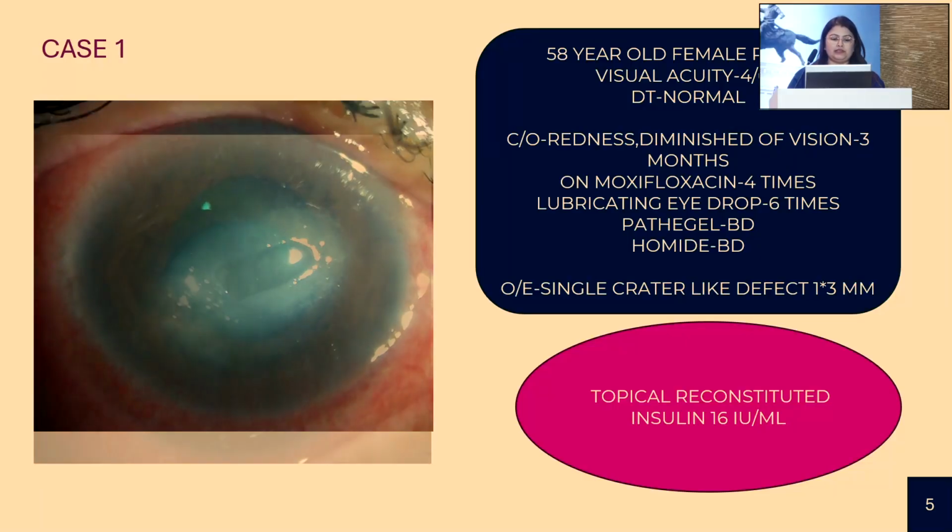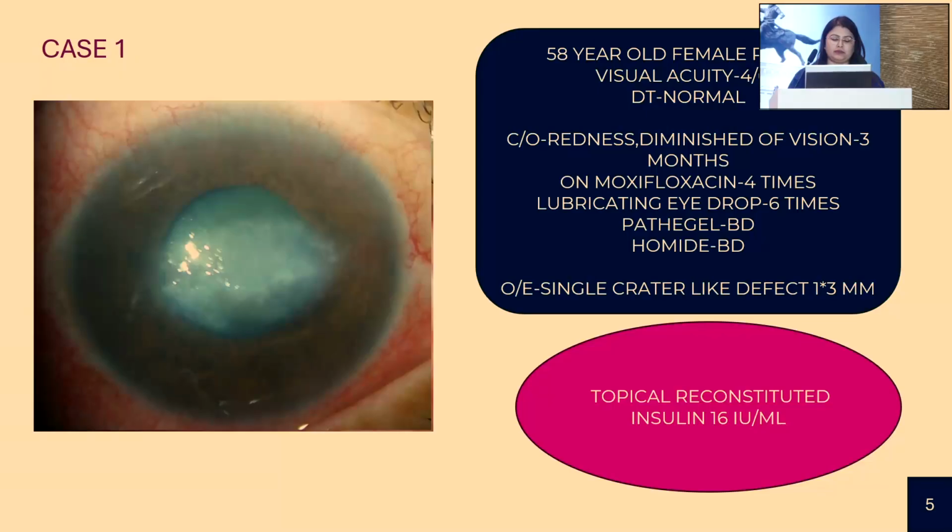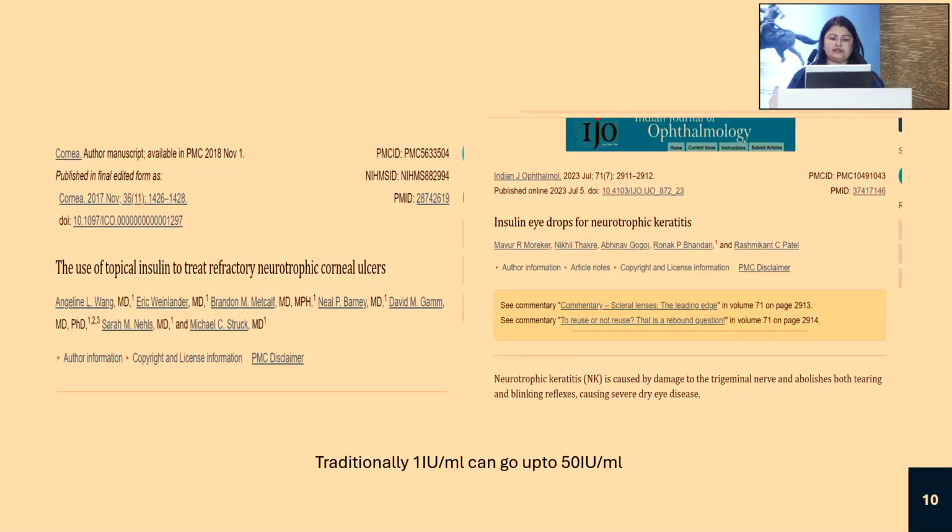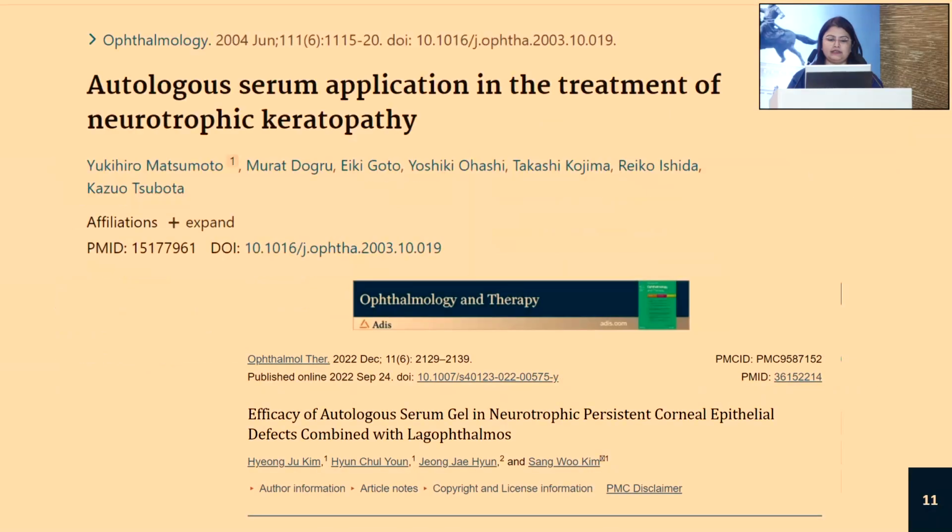unit. So this is the patient's picture after 20 days of the treatment, where we can see that the defect has completely healed, and the surface will get better with due time. There have been studies which show that topical insulin works very well in refractory neurotrophic corneal ulcer. Traditionally, we can go from 1 international unit up to 50 international units also without any side effects. Autologous serum is another therapy for neurotrophic keratopathy, but there have been various studies which also show that there is a high risk of infection with autologous serum if not prepared well.